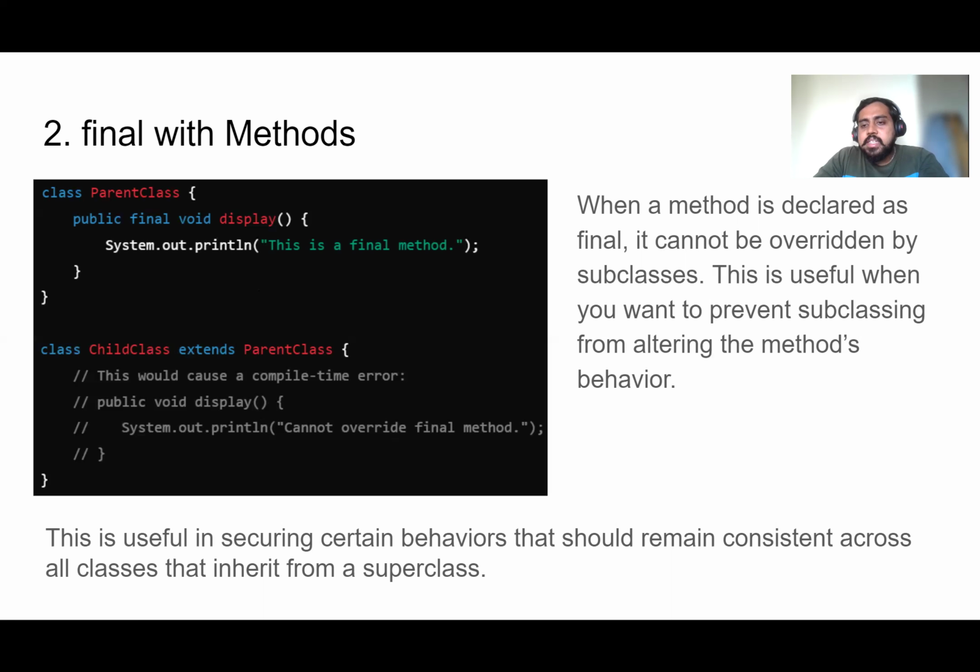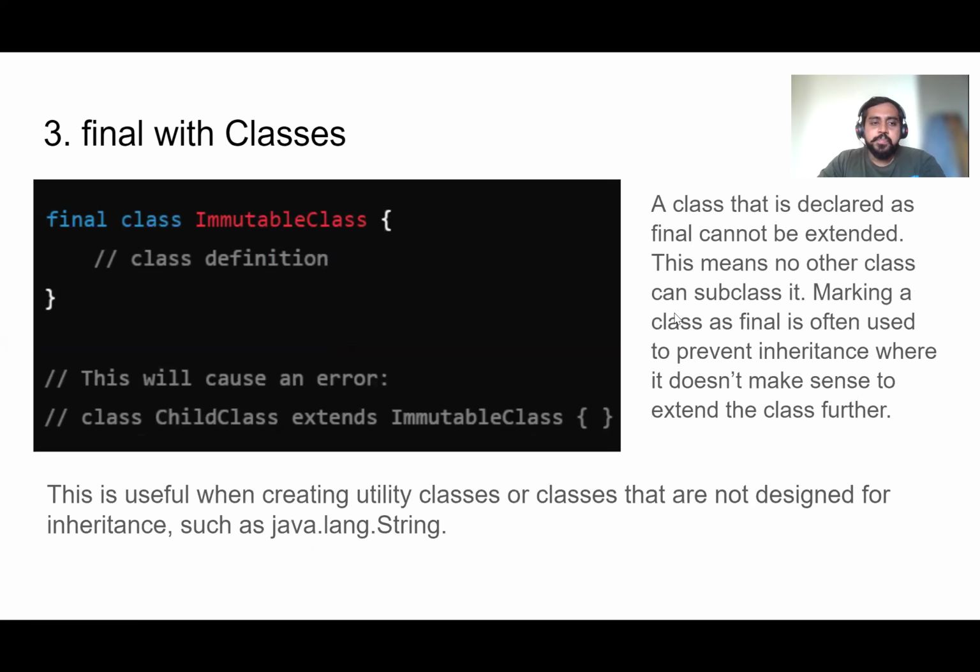Why we need to do this is useful when we want, as a programmer, to prevent any of the subclasses from altering the method's behavior or method logic. So we don't want to alter the method logic or behavior through its child classes. We can make that final. This is useful in securing certain behaviors that should remain consistent across all classes that inherit from the superclass. Okay. So we'll see the next, final with classes.